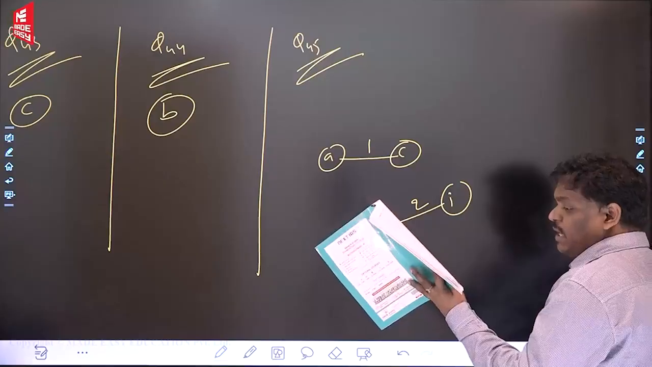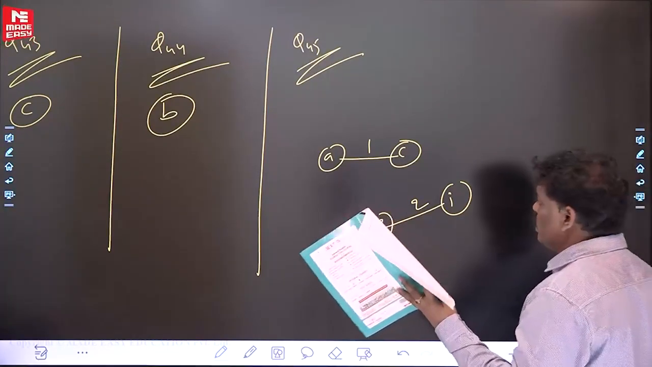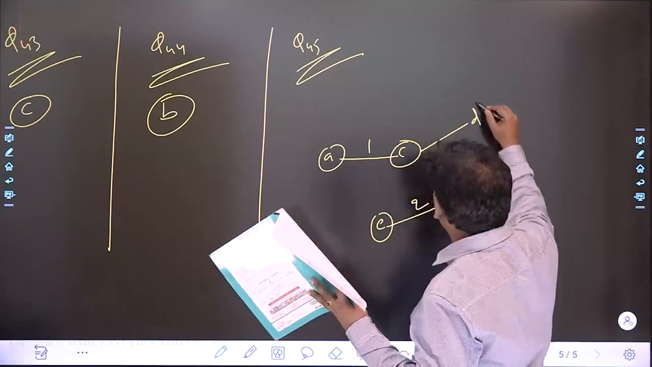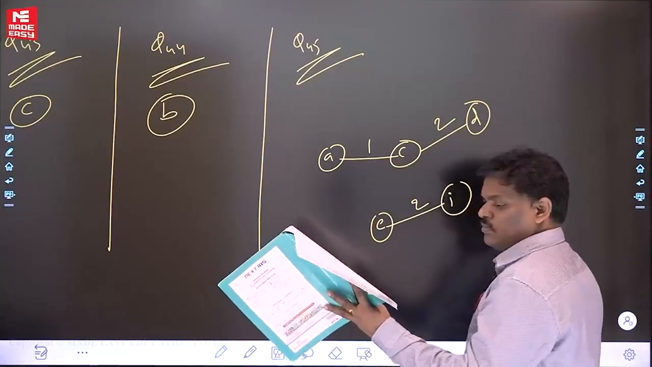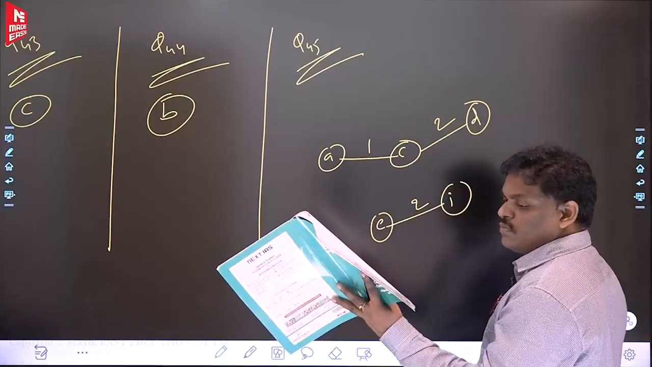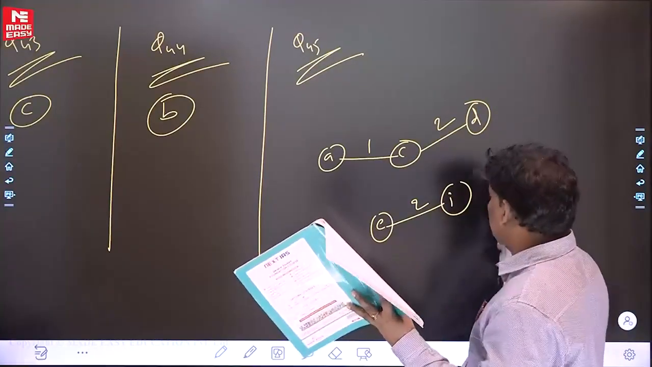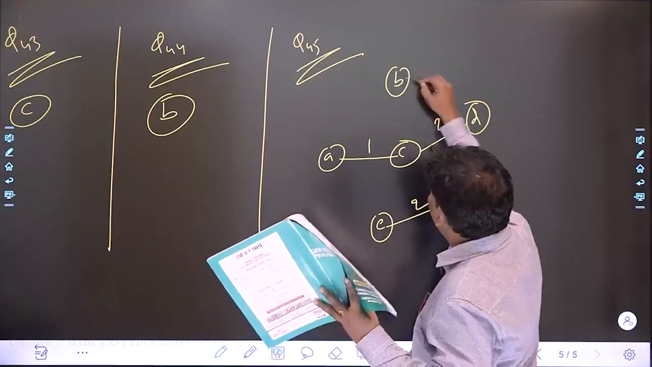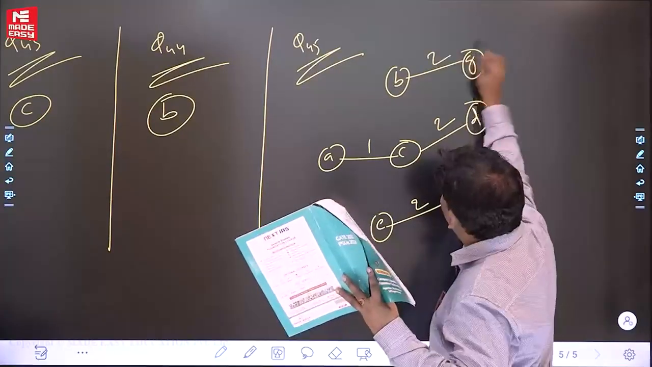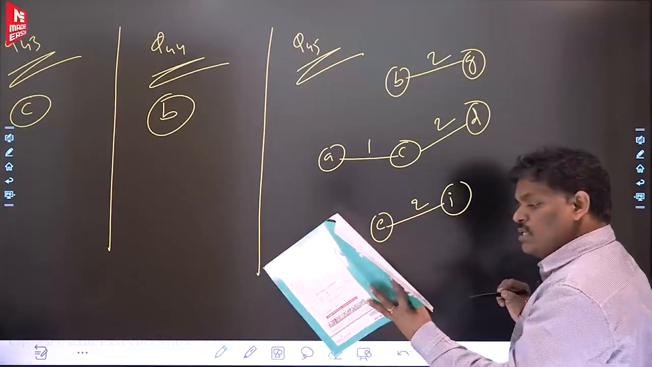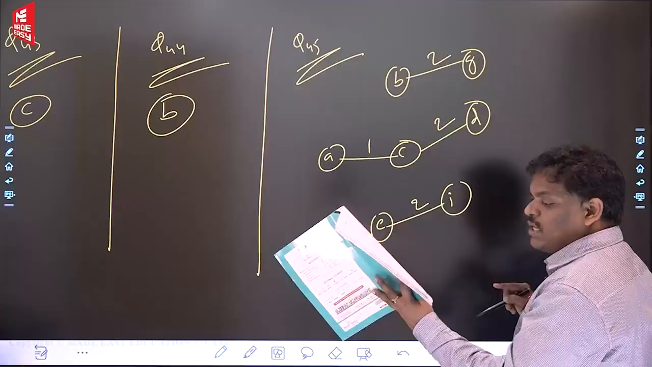Is there any second minimum again? I think one more 2 is there. What is that? C to D, that is also 2. Is there any one more minimum? B to G also. Let's check this. Is there any 1? Only one 1 is there, it's okay.